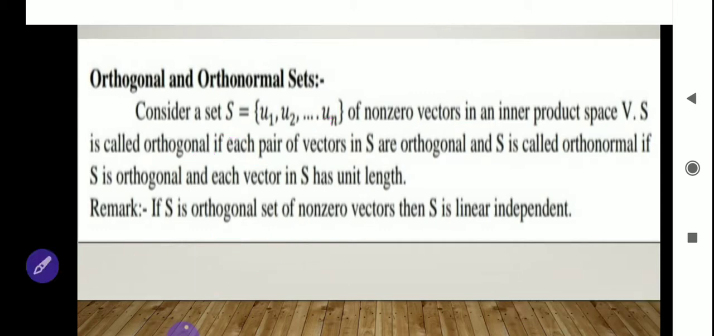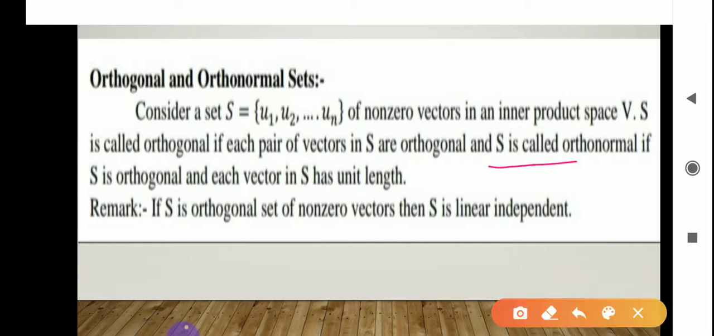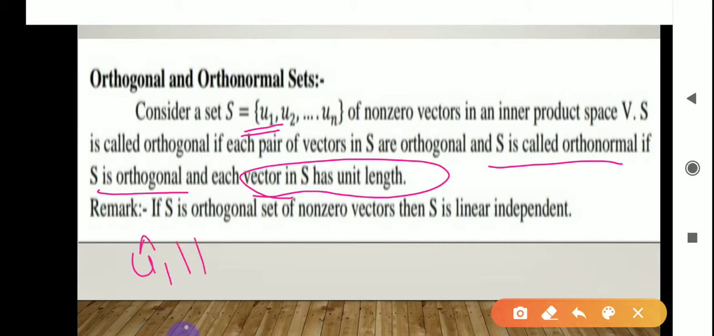And S is called an orthonormal set if, first, S is orthogonal and each vector in S has unit length. For example, if u1 is a vector of S, and we find its norm, that norm should be 1. Similarly we can check the length of each vector, which should be 1, and if S is an orthogonal set, then we can say that S is an orthonormal set.